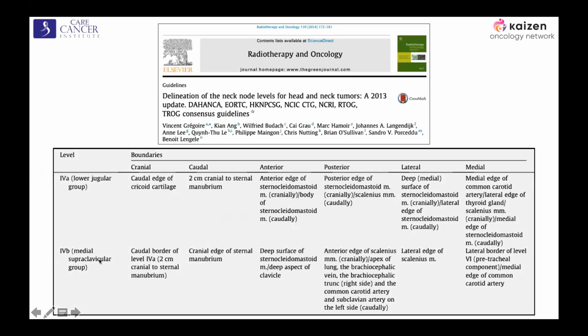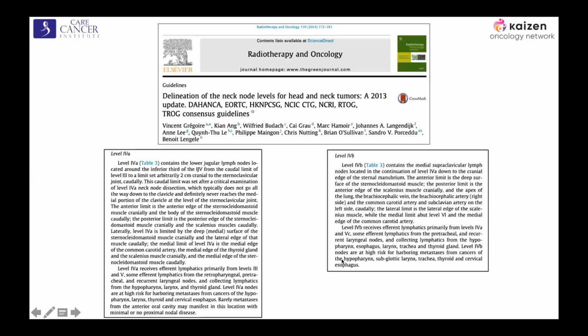Level 4B is the medial supraclavicular group. So for 4A, you had the lower jugular group. Now 4B is your medial supraclavicular group. So cranially, it starts from where the 4A ends, that is 2 centimeters cranial to manubrium sternum, and extends all the way up to the manubrium sternum. Anteriorly, again, it's limited by the sternocleidomastoid anterior border, and these principles remain the same. We'll see it on the contours.